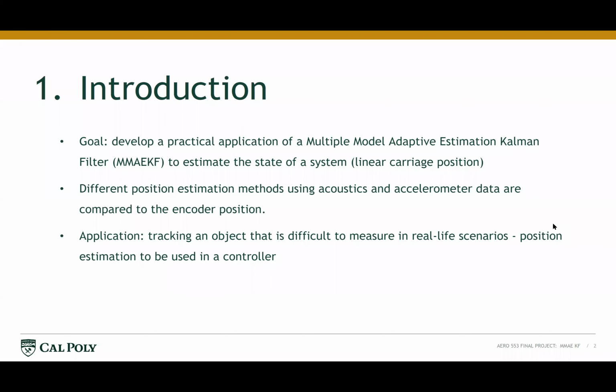To introduce the topic, the goal of this project is to develop a practical application of a multiple model adaptive estimation Kalman filter to estimate the state of the system. In this case, it will be the linear carriage position. We're going to use different position estimation methods using acoustics and accelerometer data to track and measure the linear carriage. And then we're going to compare that to an encoder, which is on the motor, which will give us a real estimation of the position of the carriage.